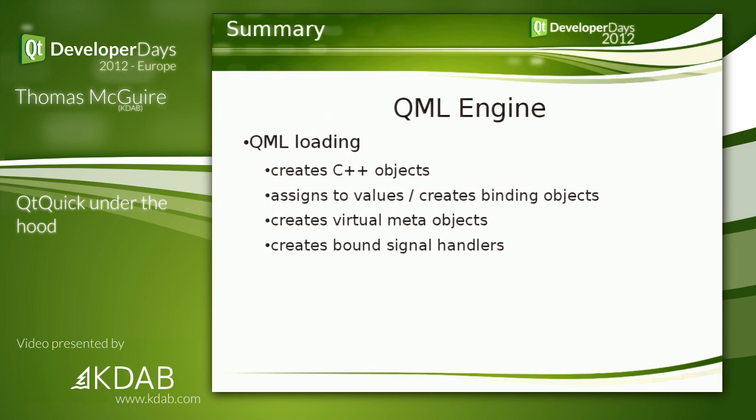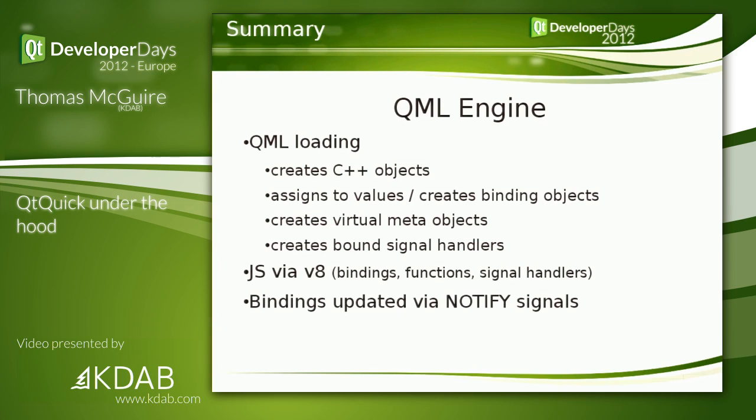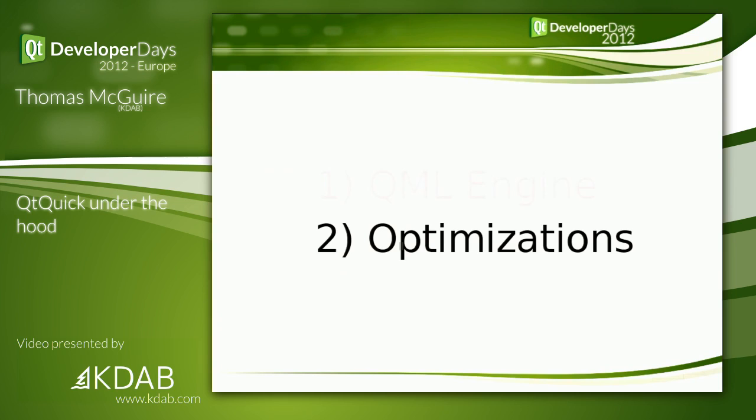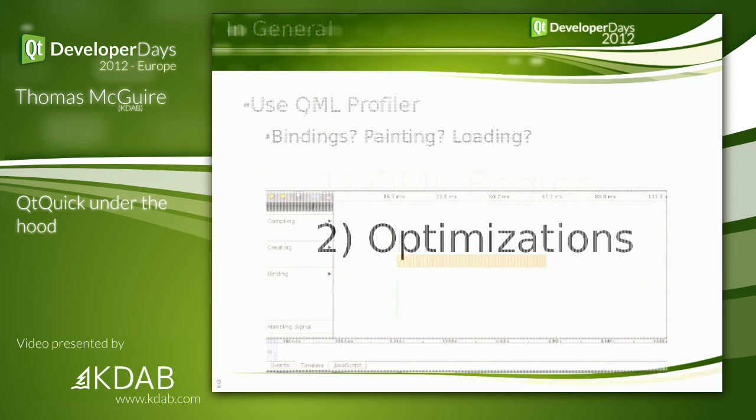Okay, so the QML engine creates objects and assigns properties, right? That's almost all it does. It does have some virtual meta objects for the additional properties. It has bound signal handlers. And it has bindings that are evaluated with JavaScript and updated whenever you get a changed signal. So let's have a look at the clever tricks the QML engine uses to make things faster.